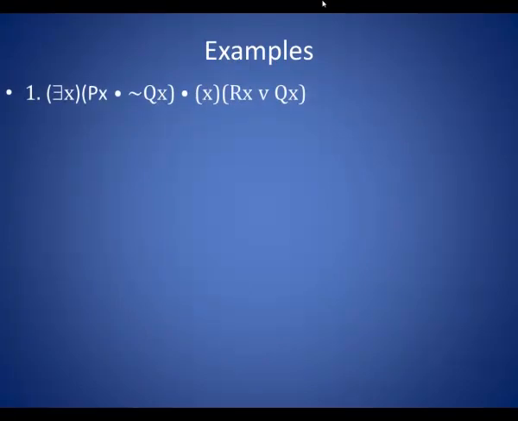Example. Line 1 says there exists an x such that x is p and x is not q, and for all x, x is r or x is q. What is the main operator on this line?